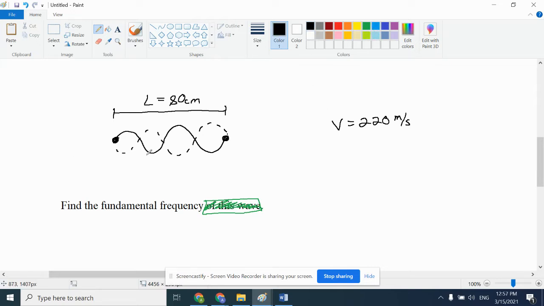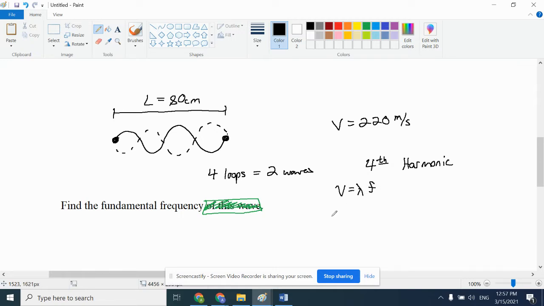We have two waves, or 1, 2, 3, 4 loops. 4 loops equals 2 waves. Okay, we can also say we're in the fourth harmonic. So let's solve what this frequency is right now.